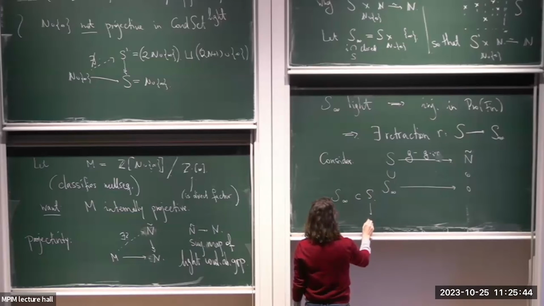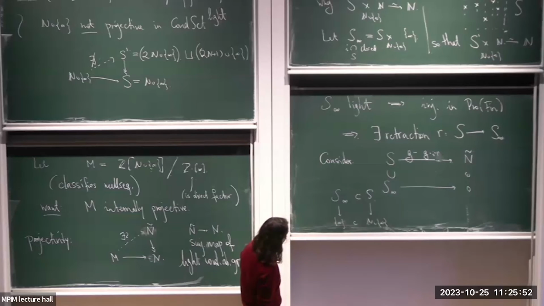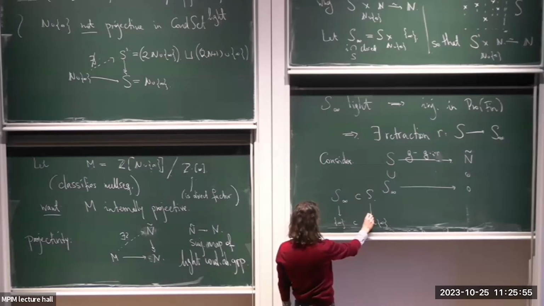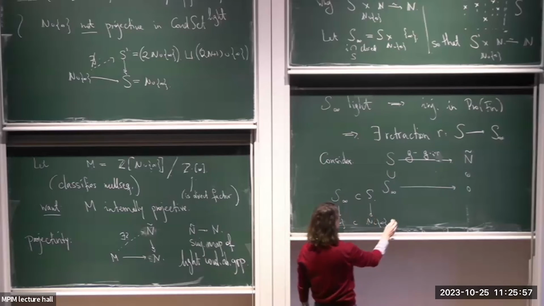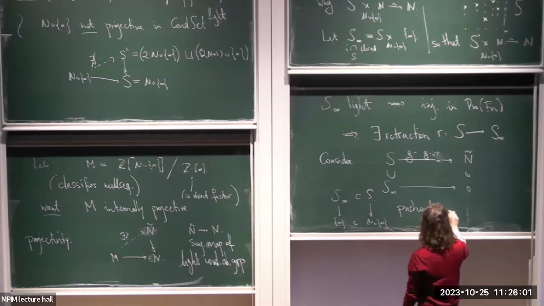But so S surjects onto N union infinity. And this maps to infinity. And because this is actually a surjective map here, you can actually show that this is a push out in light condensed sets.